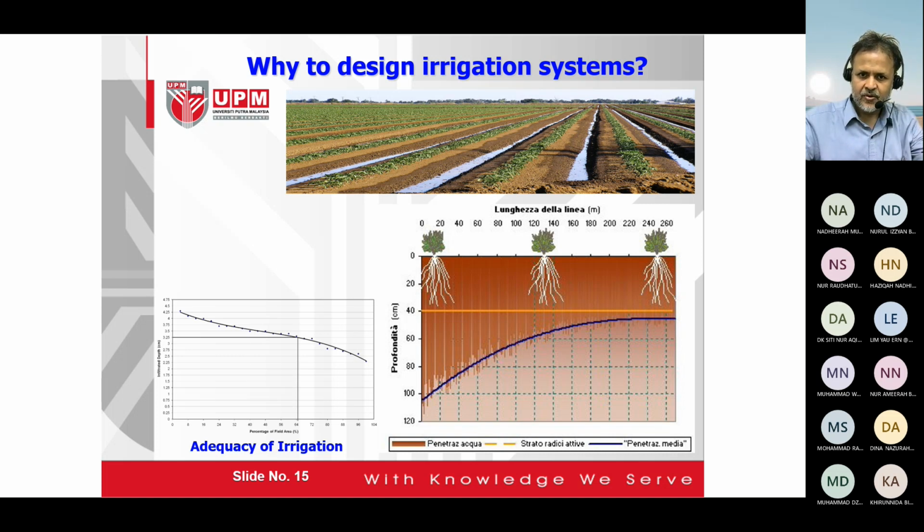But here water enters from this side, and water is always here. More water is here, then water moves slowly. So this area is highly irrigated. That's why water moves down here. You can see, and at the end it is a low amount. So this amount of water is lost. This area. Okay, so this is the difference between the micro irrigation system or maybe sprinkler irrigation system and the surface irrigation system.